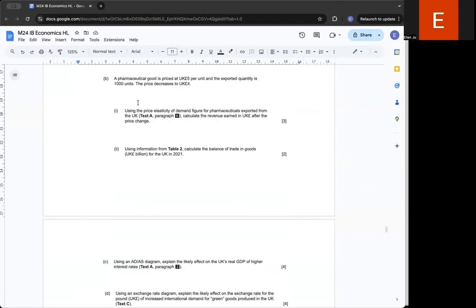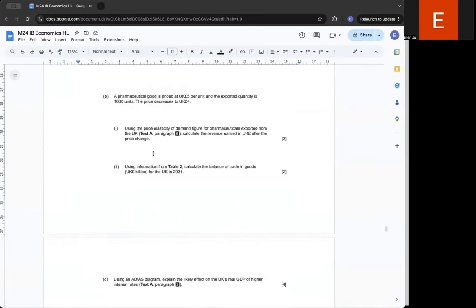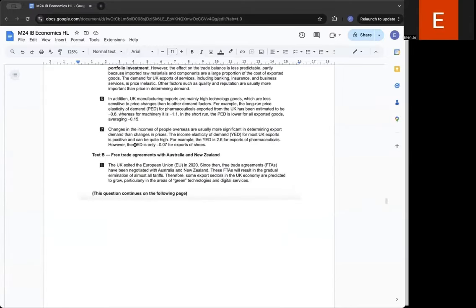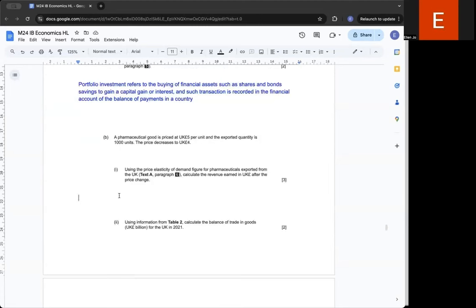Question B. A pharmaceutical good is priced at £5 per unit and the exported quantity is 1,000 units. The price decreases to £4. Using the price elasticity of demand figure for pharmaceuticals exported from the UK, calculate the revenue earned in UK pounds after the price change. The question asks us to calculate the PED with the given information. First, if you scroll up to text A, paragraph 6, it identifies the PED of the product, which is -0.6. And from the information above, we can calculate the percentage change of the prices from 5 to 4, which is -20%. Then we now can get the value of the percentage change of the quantities, which is 12%.